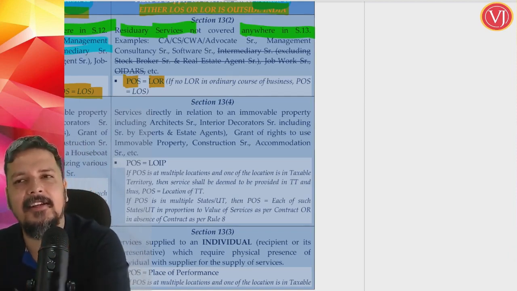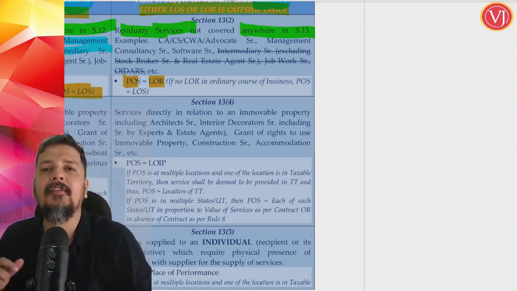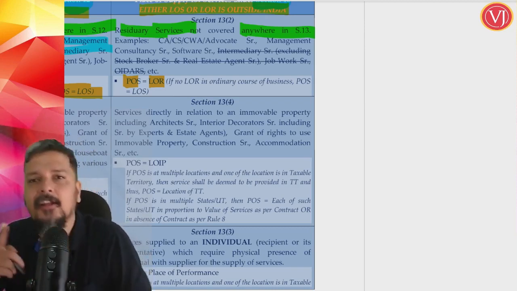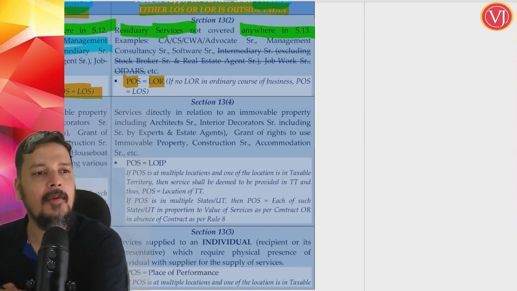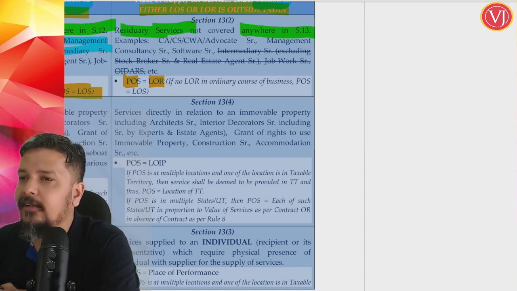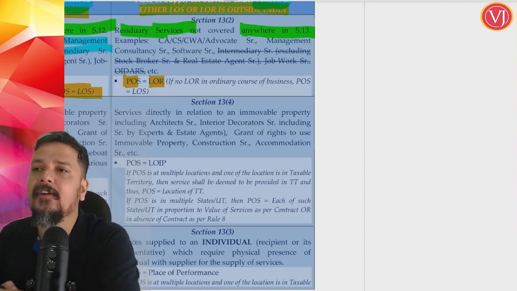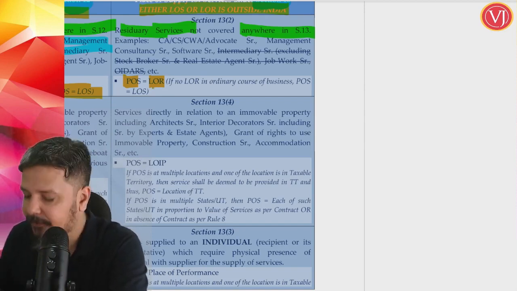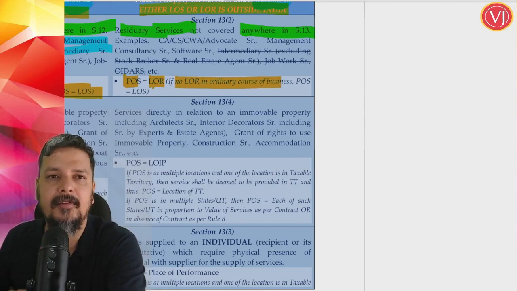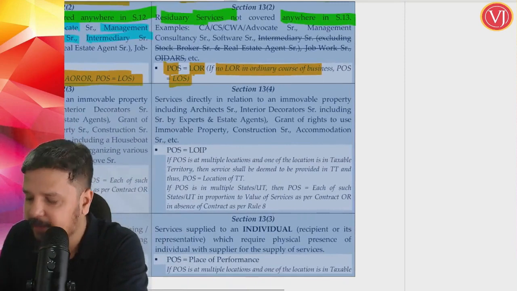Understand that in section 13, make one thing clear. Section 12 will try, most of the times, to give an answer based on two scenarios: B2B, B2C. Section 13 will not make that effort. In section 13, either LOS or LOR is outside India. It will not take the effort to segregate the transaction between B2B and B2C. It will try to give a simple answer. So it is location of recipient. But if location of recipient is not available in the ordinary course of business, which means you don't have his address on records in simple language, then go with location of supplier.